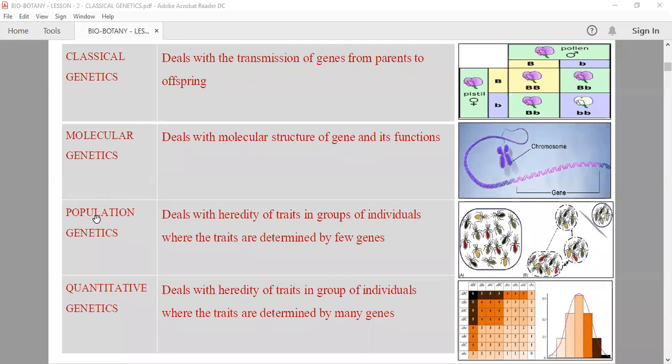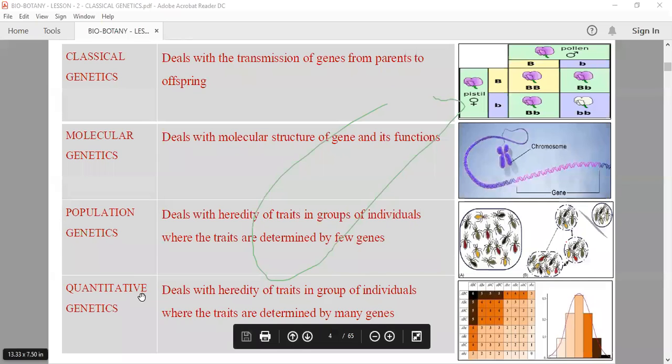The next category is population genetics. Population genetics deals with the heredity of traits in a group of individuals where the traits are determined by few genes. Here you can see a group of insects. All the insects are genetically the same, but the external colors are different. This is determined by few genes. So we can call this population genetics.